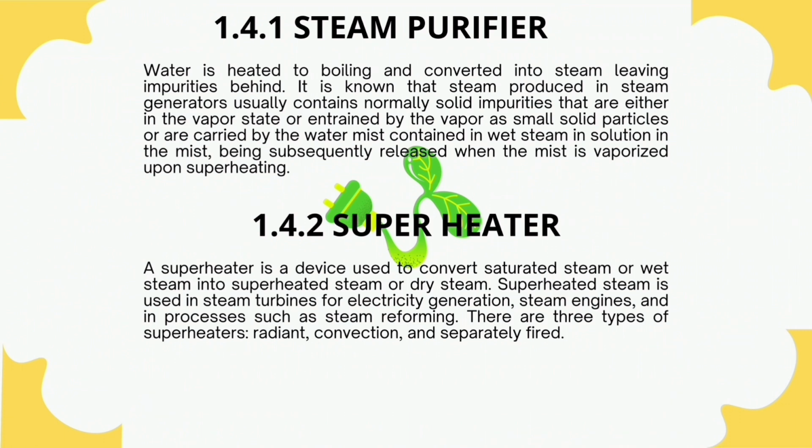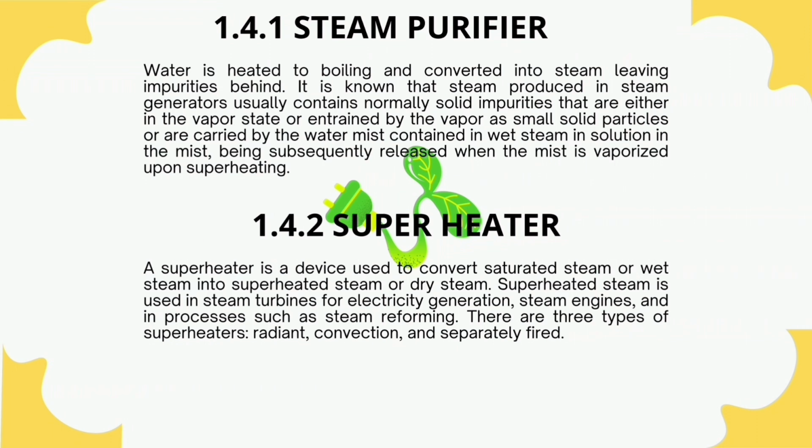So it is known that steam produced in steam generator usually contains normally solid impurities that are either in the vapor state or entrained by the vapor as small solid particles, or are carried by the water mist contained in the wet steam in solution in the mist, being subsequently released when the mist is vaporized upon the superheating.